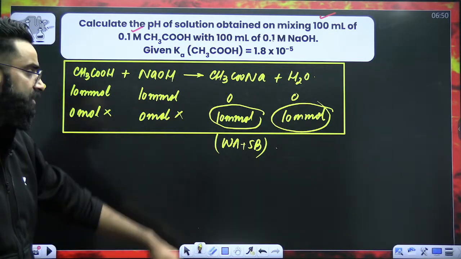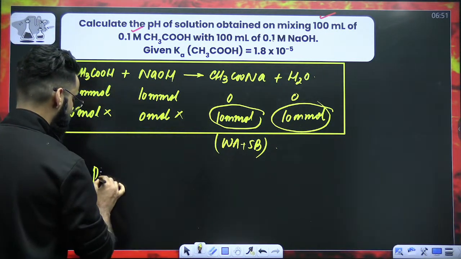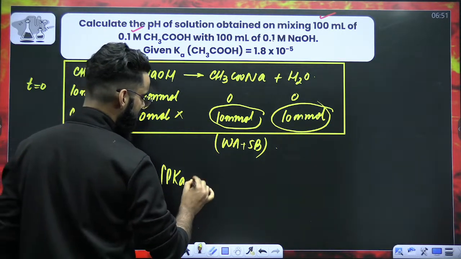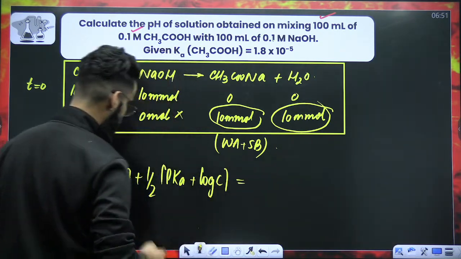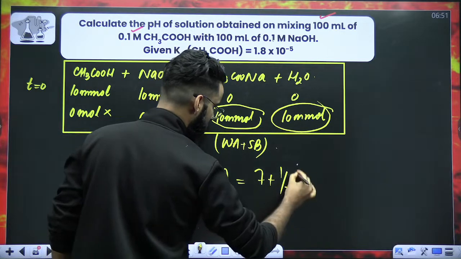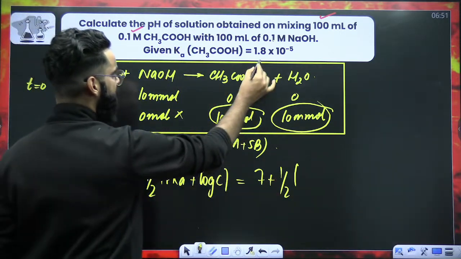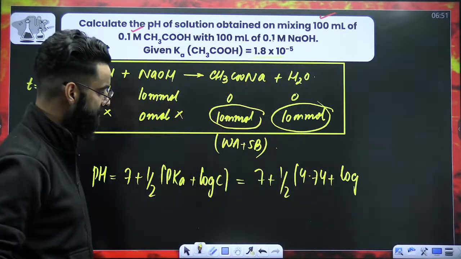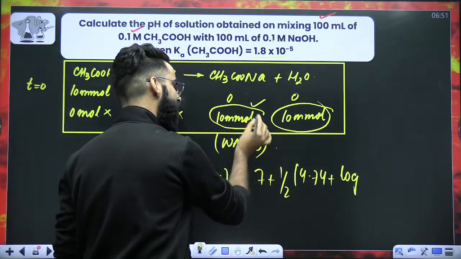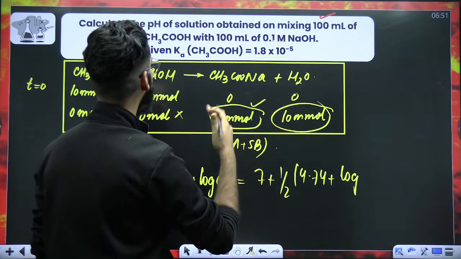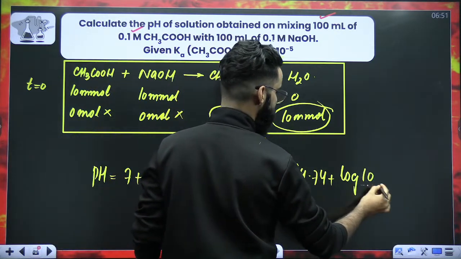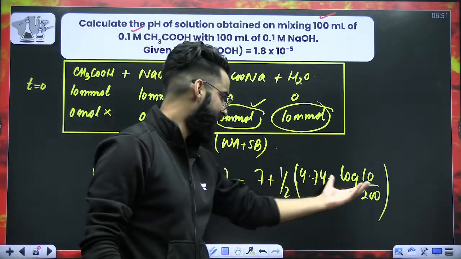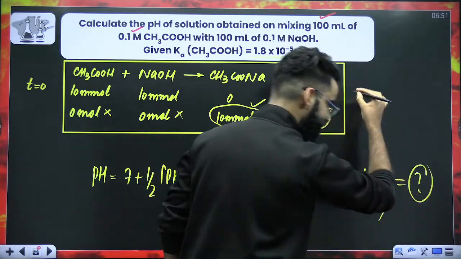And how do you calculate the pH? When salt of weak acid and strong base undergoes hydrolysis, how do you calculate pH? It is 7 plus half of pKa plus log of C, right? So it's going to be 7 plus half of pKa. pKa value is equal to 4.74 plus log of C. C is the concentration of salt. Well, I just know the millimoles of salt. So millimoles of salt divided by total volume in ml. Total volume is 200, right? So 10 millimoles of the salt divided by total volume in ml. That gives me the concentration. Now it is just a matter of calculation, and get the pH of the final solution.